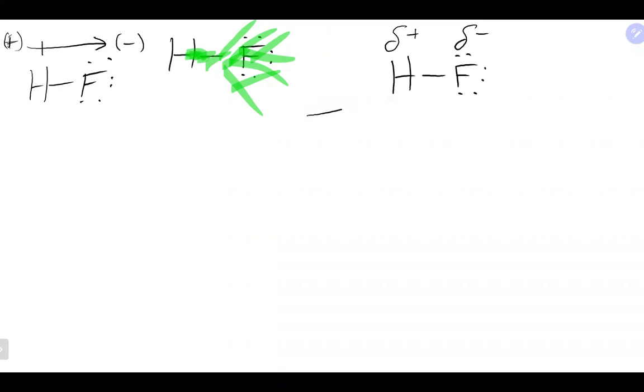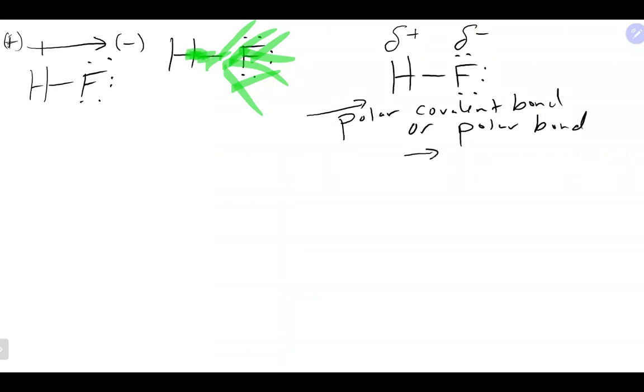This type of bond here is what is referred to as a polar covalent bond, or just simply a polar bond. And that is basically unequal sharing of electrons.